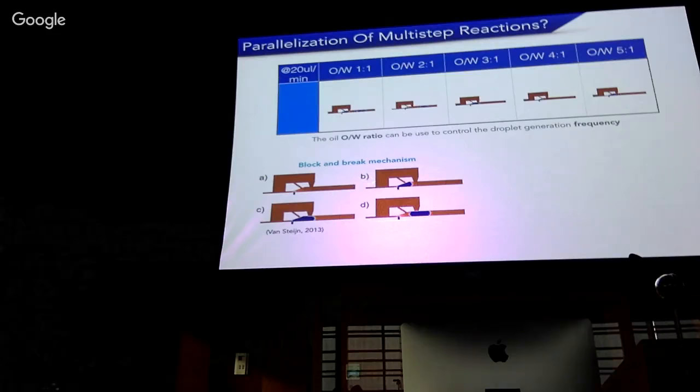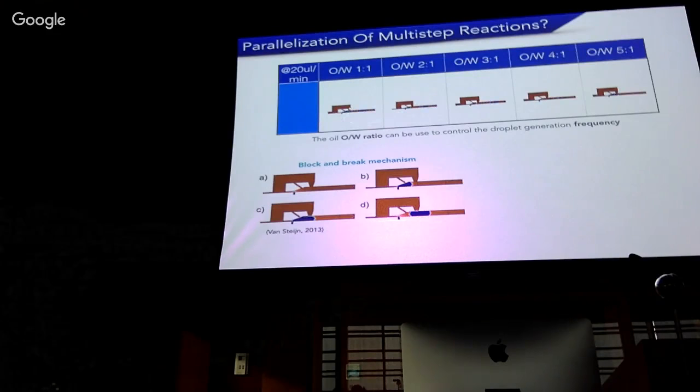In these cases, you have your device that has some bypasses, and then the dispersed phase meets the continuous phase and gets into this cavity. It gradually starts growing and starts to close the bypass channels. When it closes the bypass channels, then droplet formation happens.